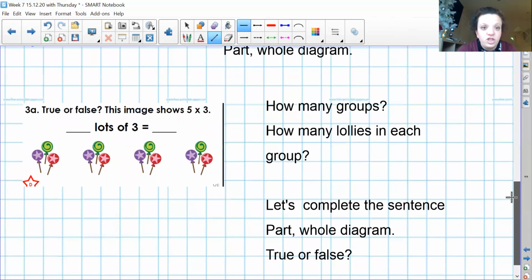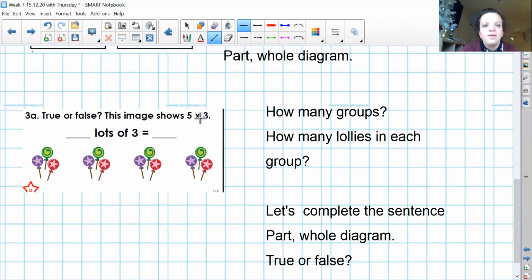Right, our last question today. True or false, this image shows 5 times 3. So check it. How many groups? What does this image show? Is it right? Is it wrong? And then draw the part whole for what this picture does actually show. Off you go.